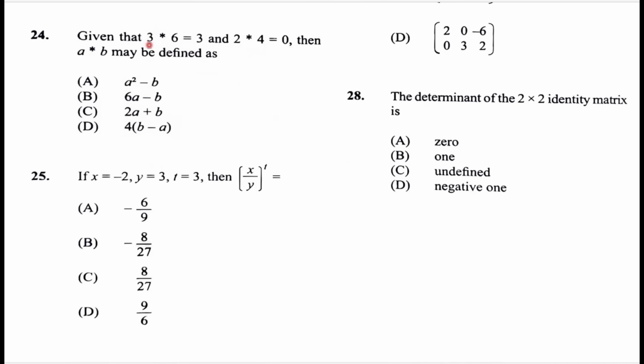2a plus b, let me see. 2 threes are 6. No. 6a minus b, 6 threes are 18, minus, no. So that'll be a squared minus b. 3 threes are 9, minus 6 is 3.